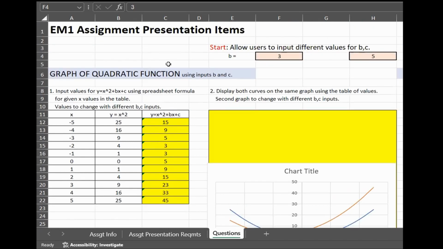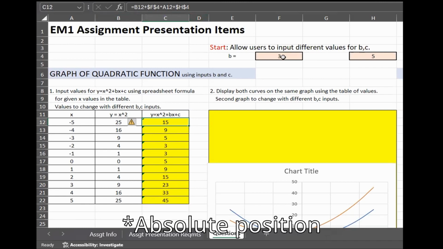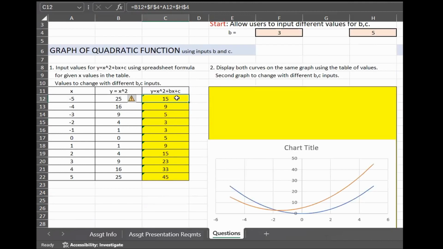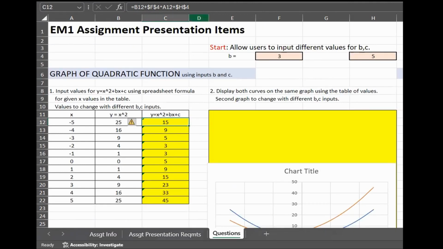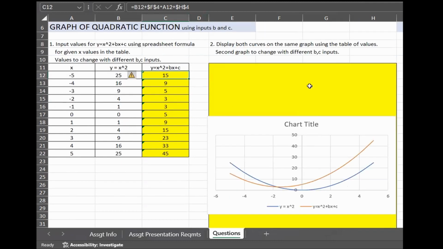Using the formula over here, B12, which is 25, plus relative position F4, which is 3, times A12, which is x negative 5, plus relative position H4, which is 5. And that will get us 15. And basically using this formula to get the rest of the values in the column. This is our graph over here for the two curves.